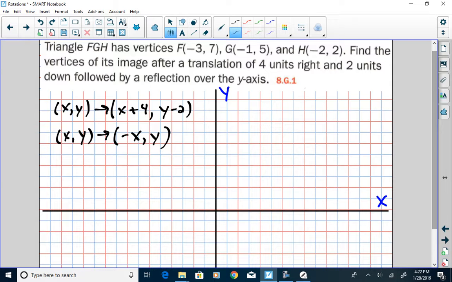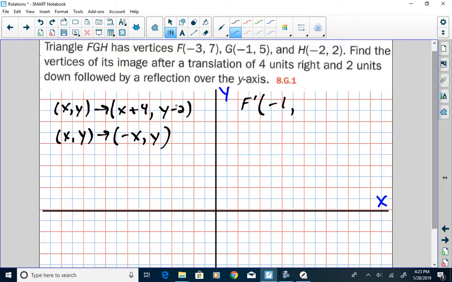Find the vertices of its image after a translation 4 units right, 2 units down, then a reflection over the y-axis. All right, let's see what we got. Let's start with our first ordered pair. We're at -3, and we add 4. We're going to be at +1. I want the opposite of +1, so that's going to be -1. So for F prime, the x value would be -1.